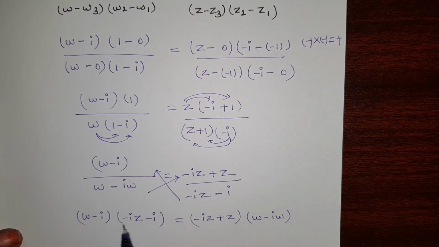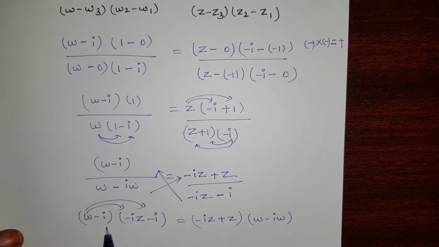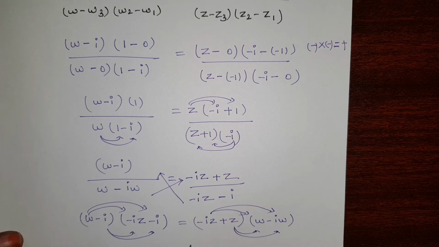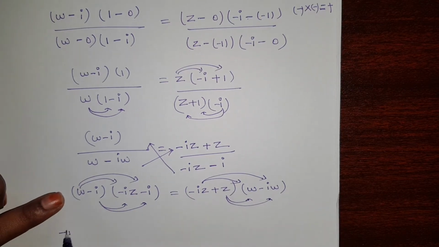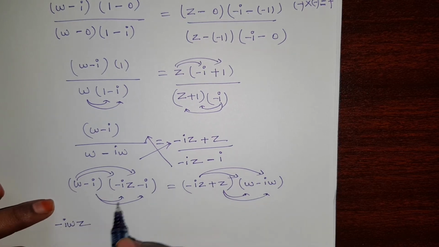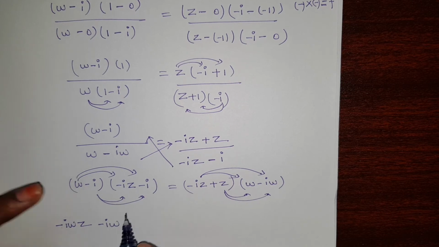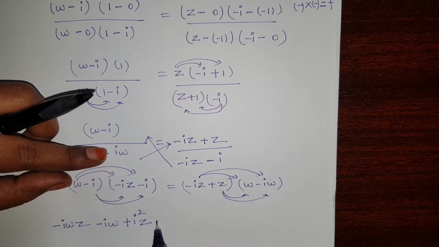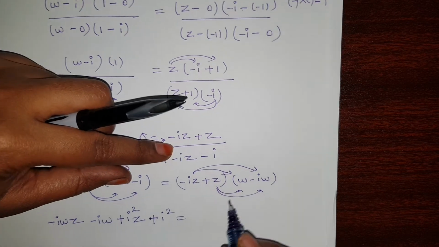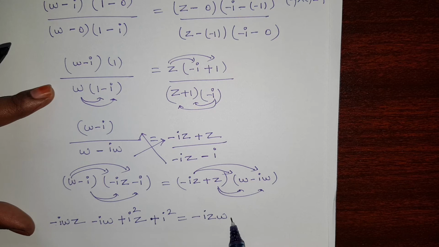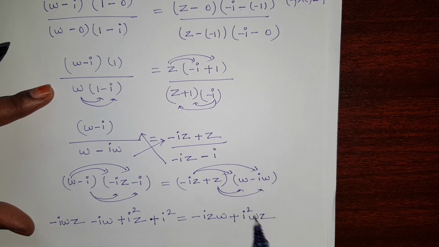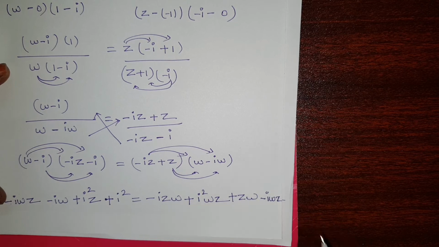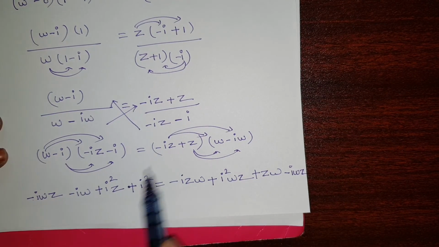Then we can multiply these two brackets. Simplifying these two brackets, the next step becomes W into minus IZ becomes minus IWZ, minus IW. Then multiplying minus I inside the bracket, minus into minus plus I square Z. Then multiplying this value, minus IZW, minus into minus becomes plus I square WZ, plus ZW, minus IWZ. This is our simplification, and then we can solve.